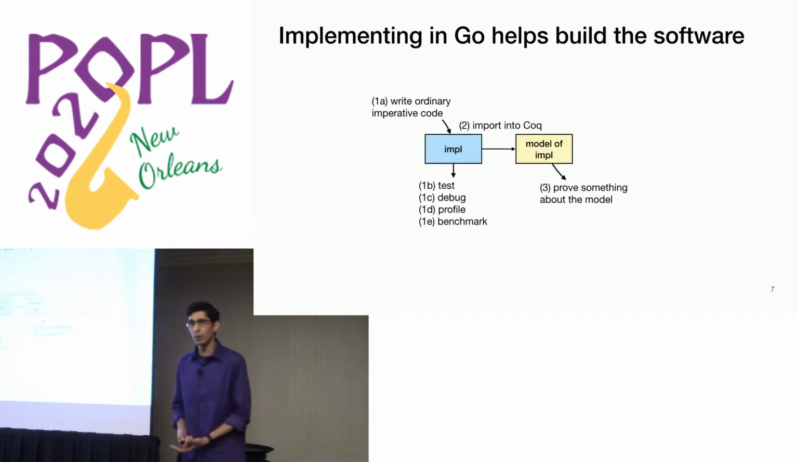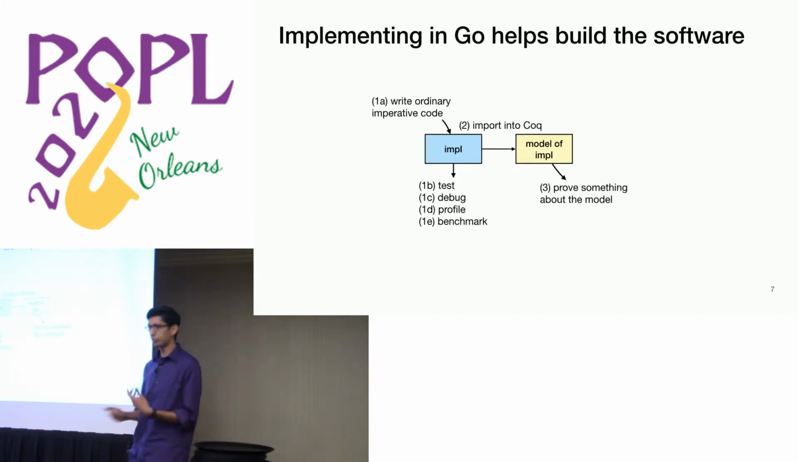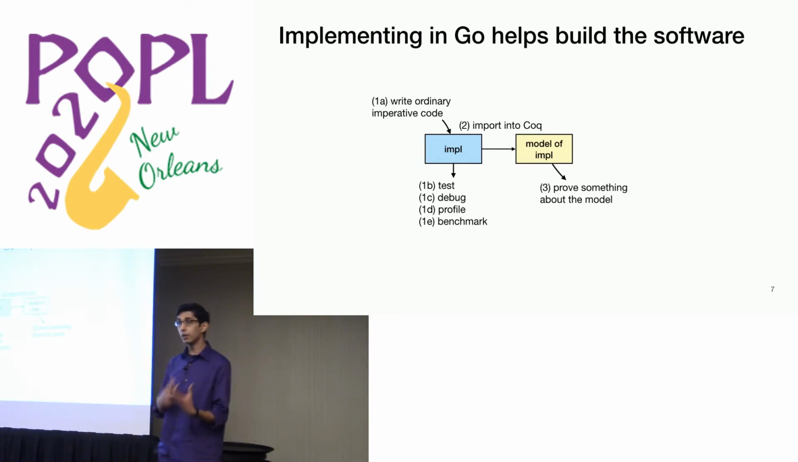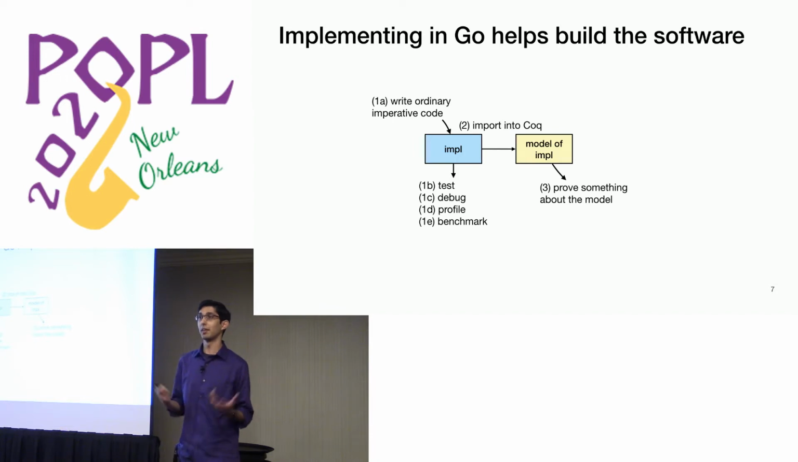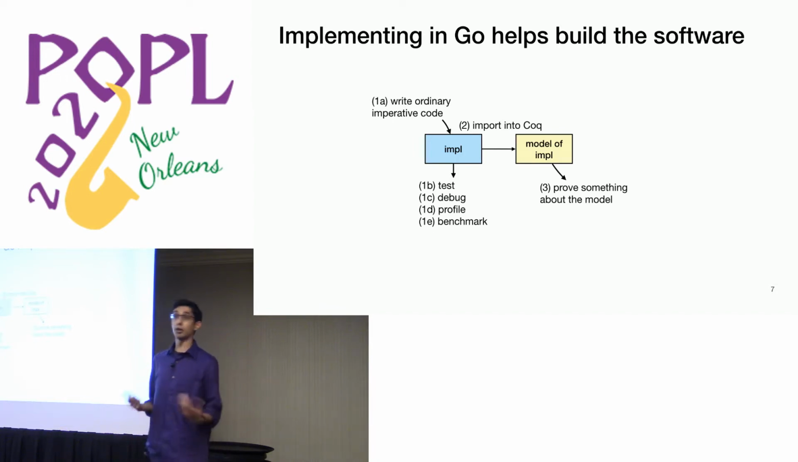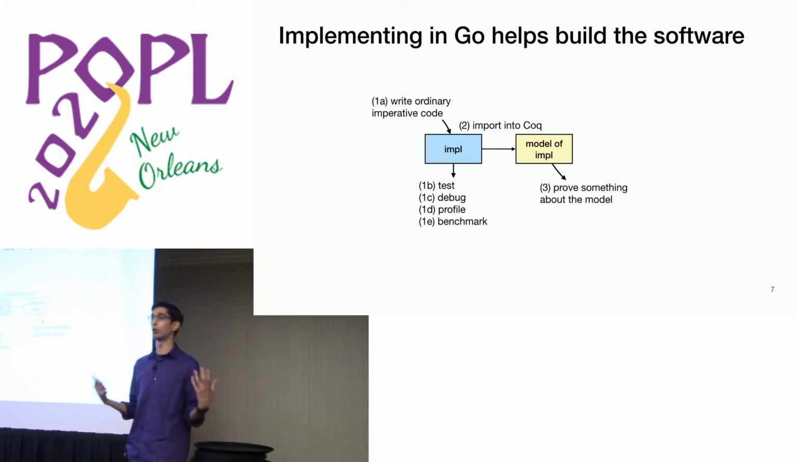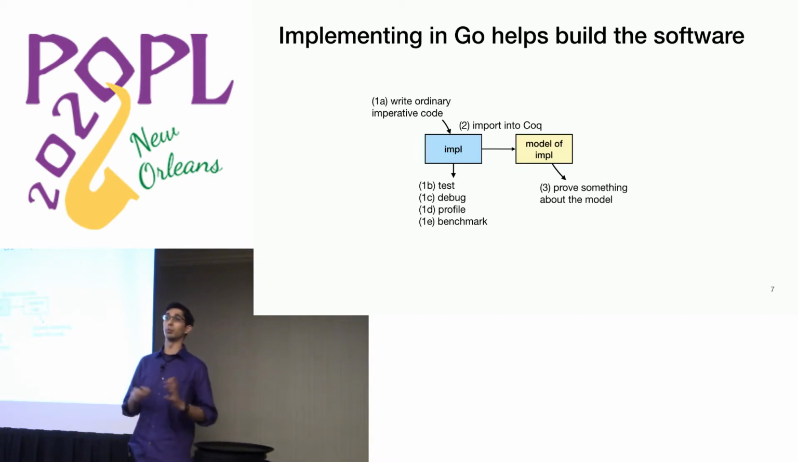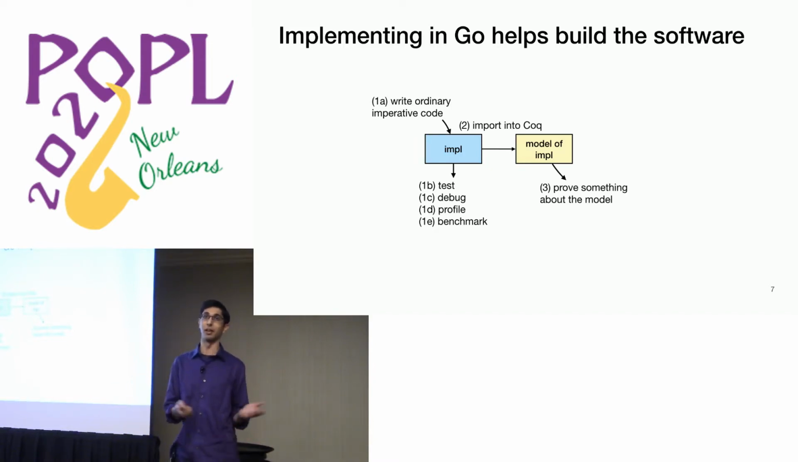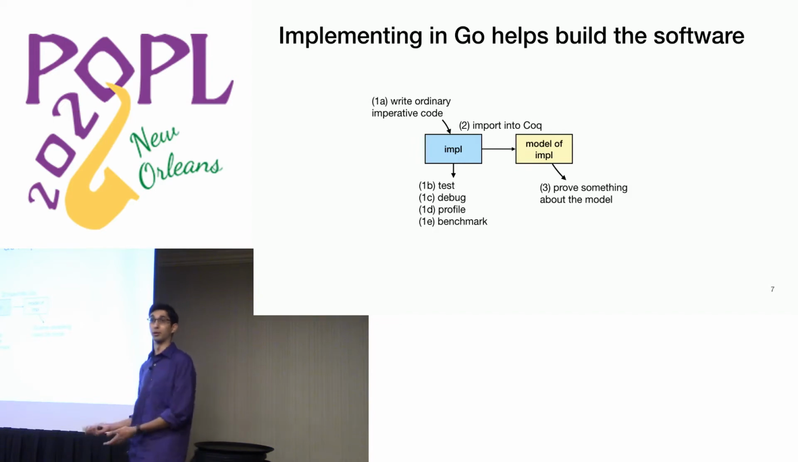So why do we want to write code in Go? Just to emphasize this point, Go gives us all this tooling for non-verification related activities that let us write the code, and not just write the code, but also make it fast enough. We can test it, we can debug it, we can profile it. It has good concurrent profiling tools as well. We can benchmark it. And only when we're reasonably confident that we have fast code and that it is maybe correct, do we start doing verification.